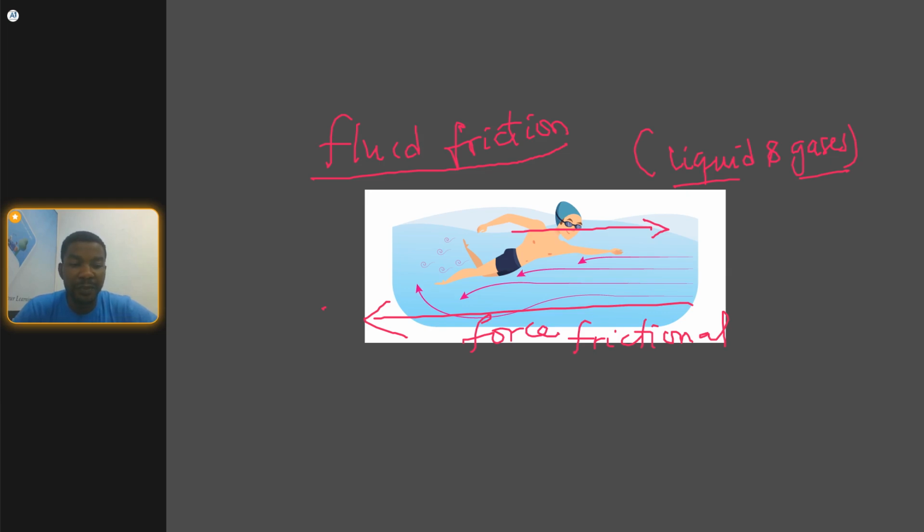We have the static friction, the kinetic friction, the rolling friction, and the fluid friction. I believe that's clear to us. If yes, please thumbs up. We are moving on to the next. Okay, thanks for your response.